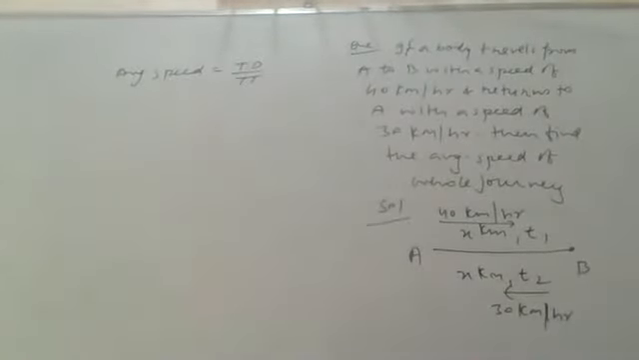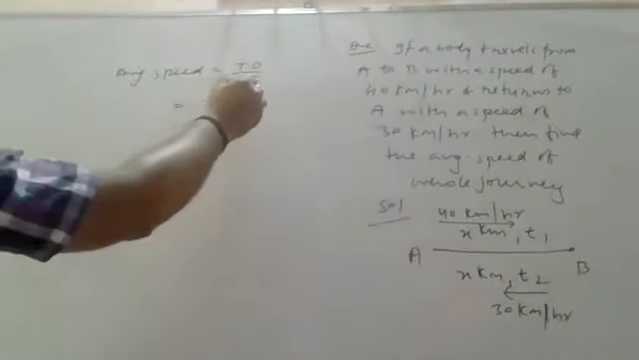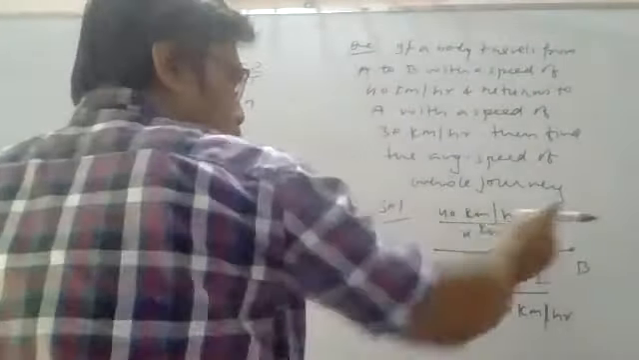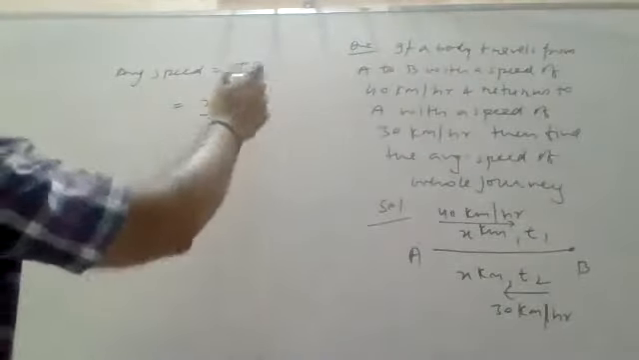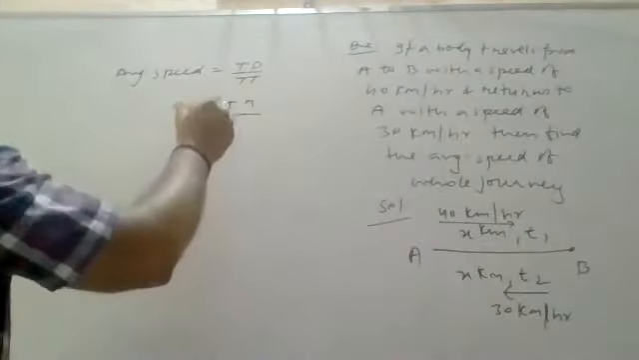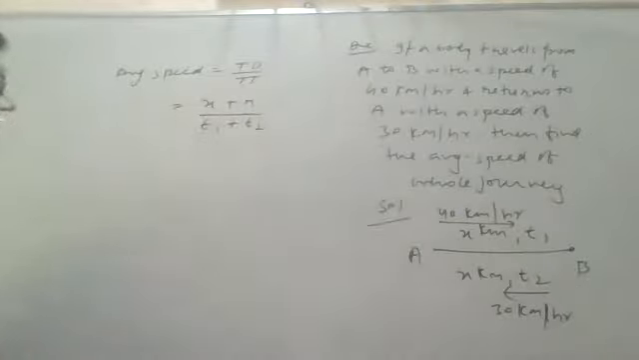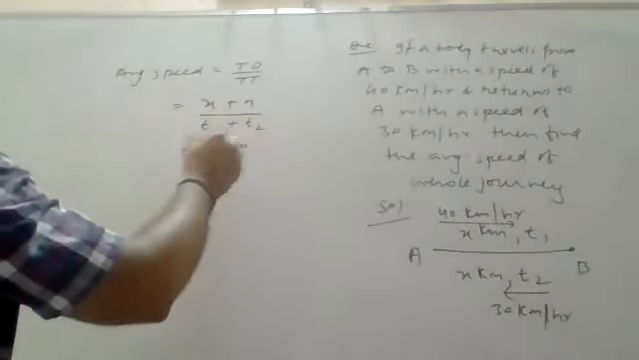Now what is the total distance? The total distance will be x plus x. When the person is going from A to B, the distance traveled is x kilometers. The person coming from B to A also travels distance x. So this is 2x kilometers. The total time will be T1 plus T2.